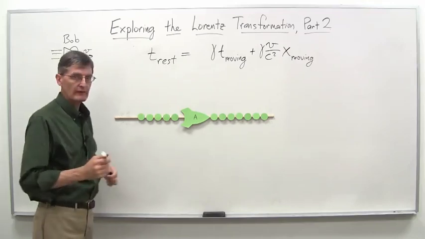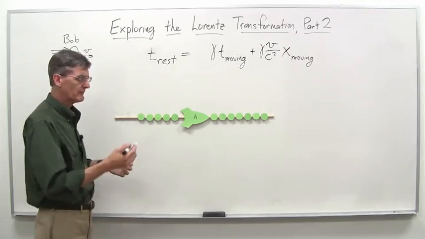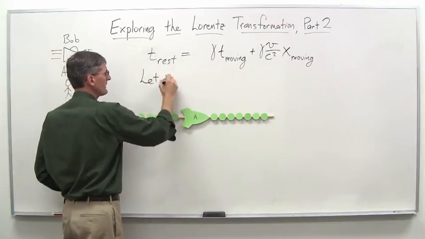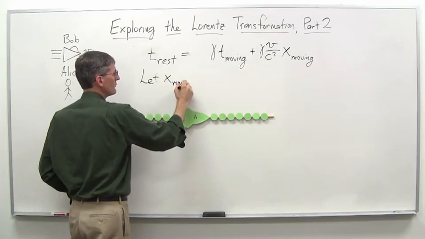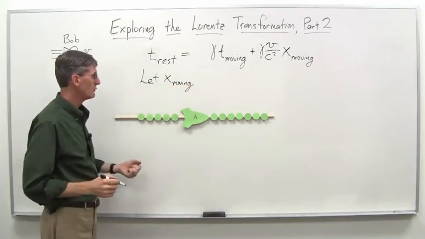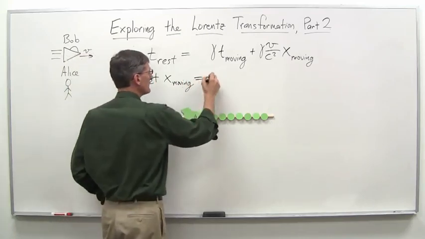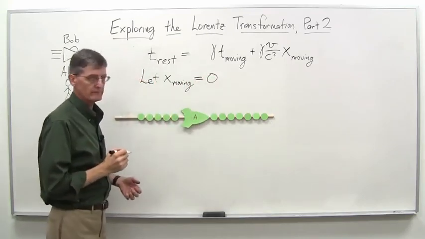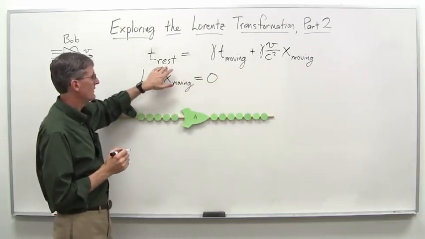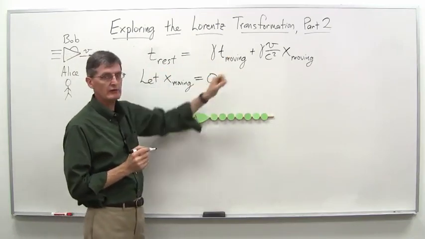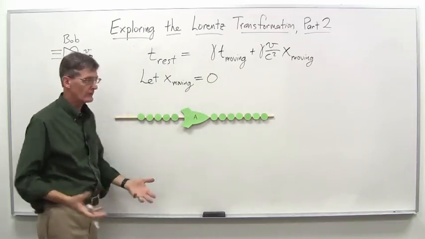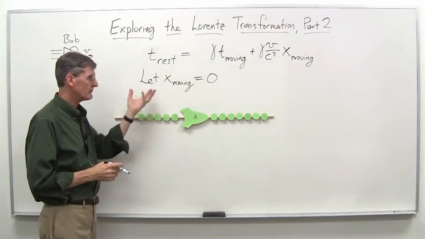So just as we did with the last equation, let's explore this a little bit. Let's just let x moving here, in other words, Bob's measurement of some event in the moving frame, equal 0. Okay, very simple. And then, of course, this term becomes 0, and we're left with t in the rest frame equals gamma times t in the moving frame, which should remind us of the time dilation equation, because that's exactly what it is. Does this make sense?